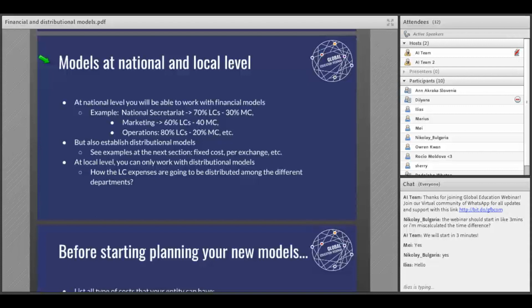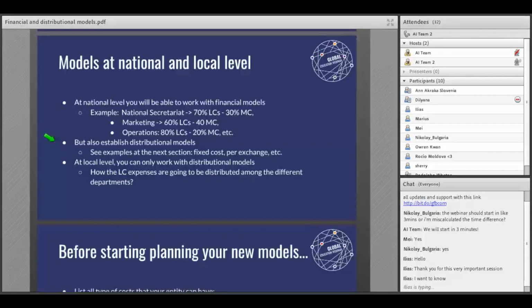So, models at national and local level. At the national level, you will be able to see the financial model. For example, there are splits in different expenses like National Secretariat, marketing, and operations. But also, you need to note that you should establish distribution models.